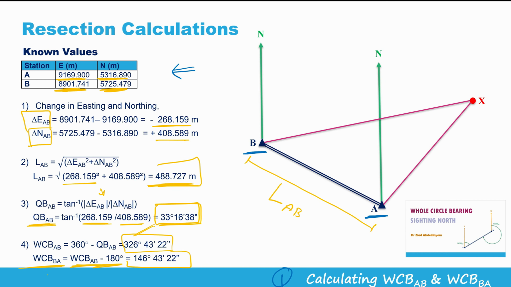If you are asking yourself now, what is delta E, what is delta N, what is the quadrant bearing, why the whole circle bearing is 360 minus quadrant bearing, if you don't understand what's going on here, please stop now and go and watch this video about whole circle bearing, as I mentioned before, because it is very important to understand all of these terms. Okay, now we completed the first stage. Let's move to the next stage.